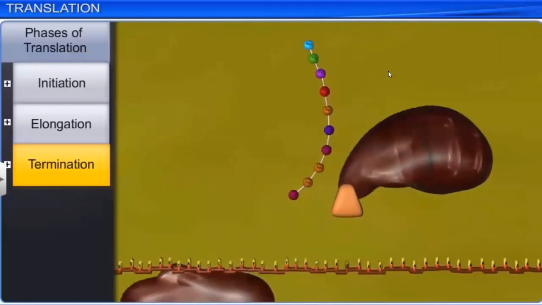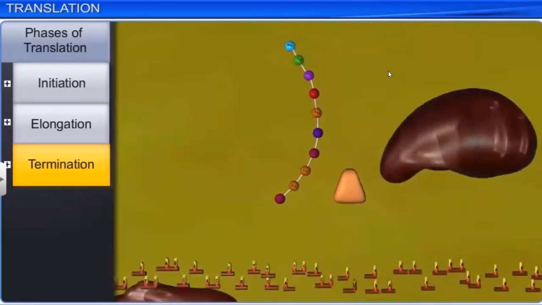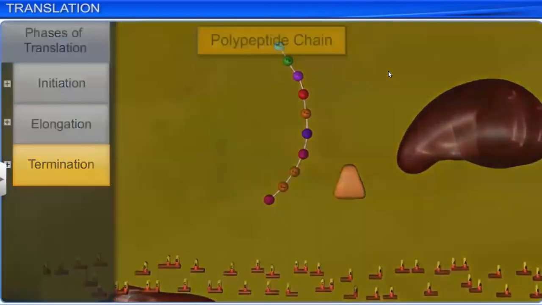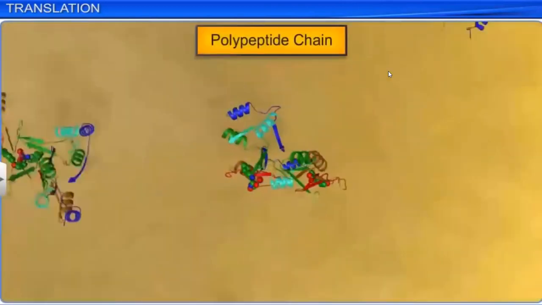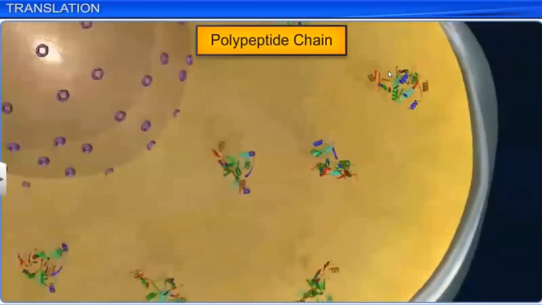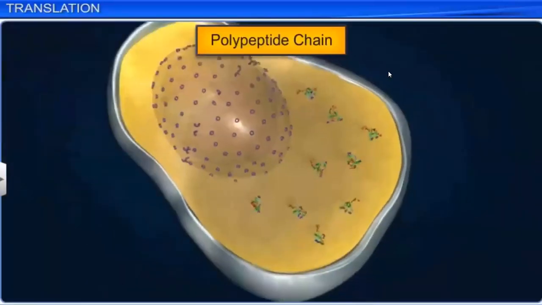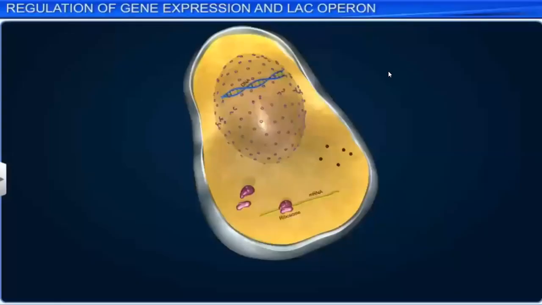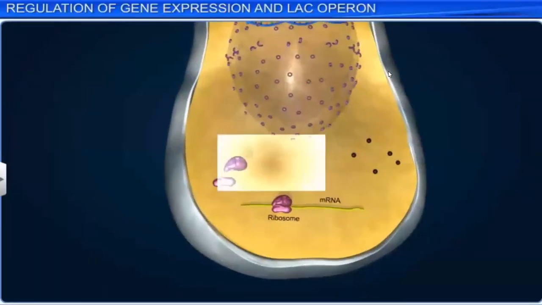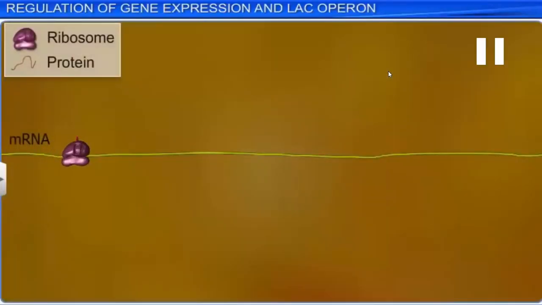The mRNA degenerates in the cytoplasm. The polypeptide chain is therefore the end product of the translation process. Once the process is over, mRNA dissociates. It is not needed any more. Regulation of gene expression refers to controlling the timing of appearance and the amount of protein that is synthesized.